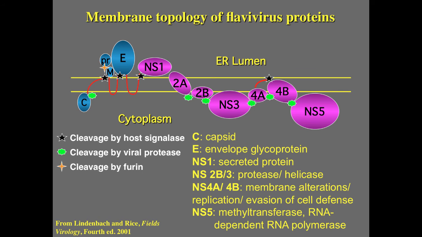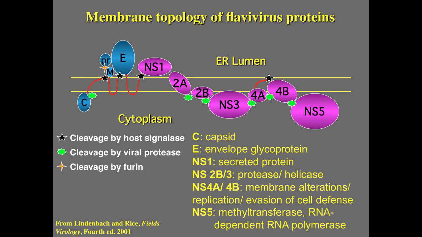And inside the ER, host proteases cut at different spots. So then you release the capsid from the membrane, from the envelope protein, from the NS1 protein, which is actually ER luminal and secreted. And then the NS2B3 is a viral protease which makes cuts on the cytoplasmic side, releasing NS2B3, 4B, 4A, NS5.